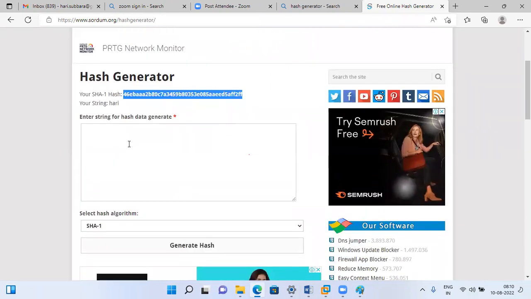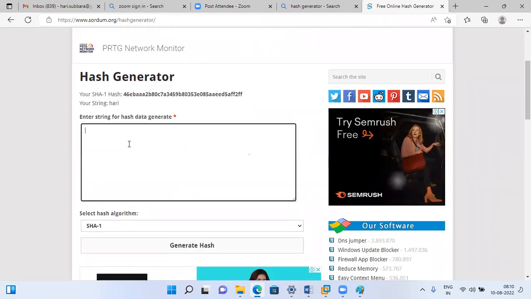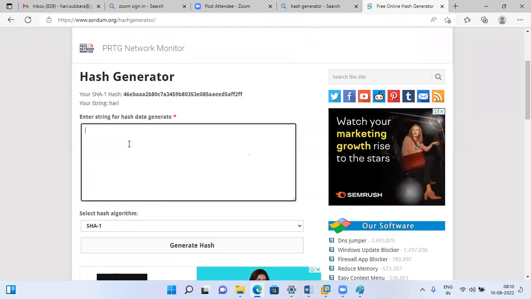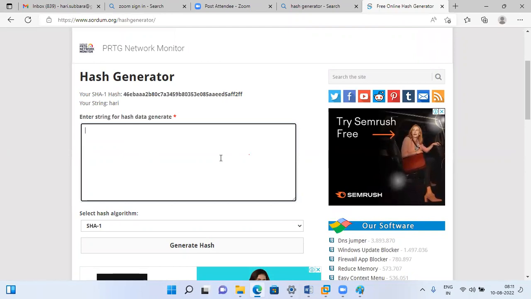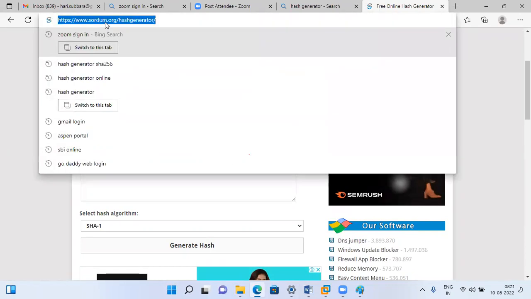Can you guys tell me the hash of hackerbook, all in lowercase, by using the algorithm of MD5? Try it out now.